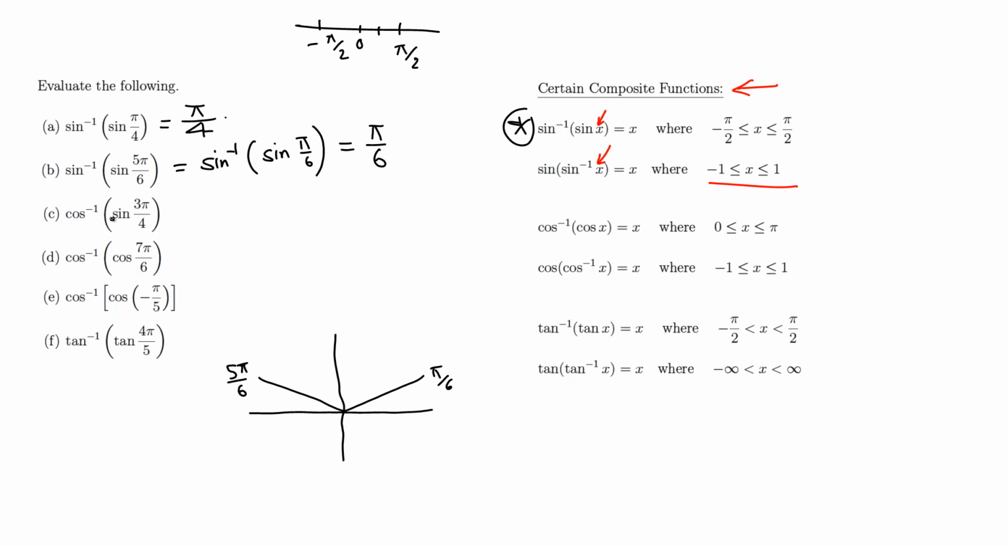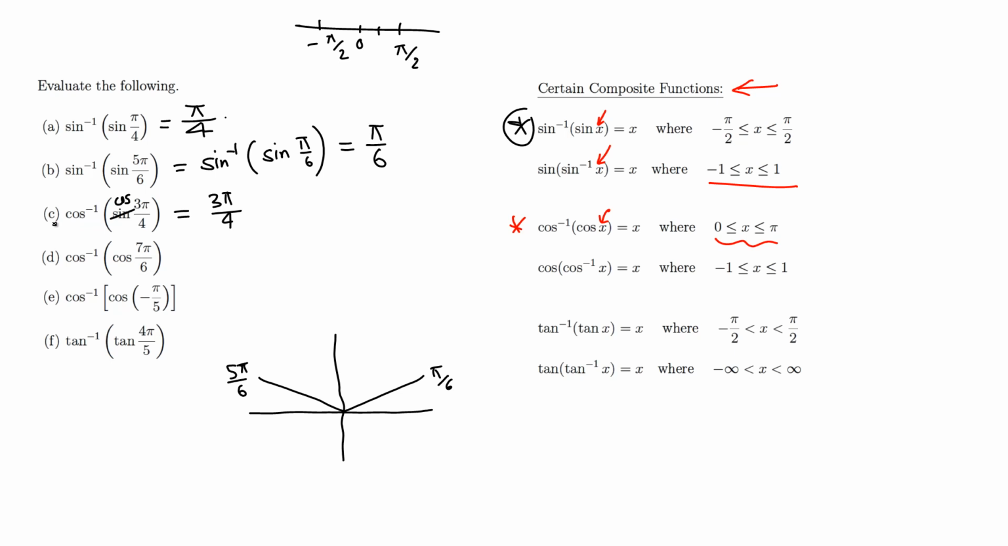Part C, cosine inverse of cosine 3 pi over 4. I meant cosine here. And using the same rule like here, cosine inverse of cosine x is x, as long as this x is in between 0 and pi. So 3 pi over 4 is in between 0 and pi. So this is simply 3 pi over 4.